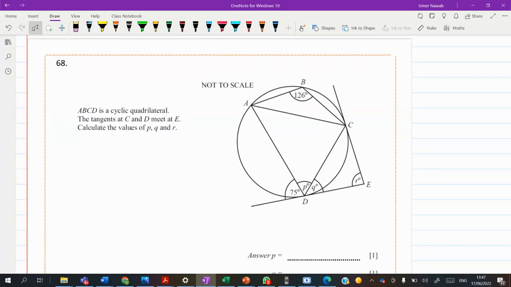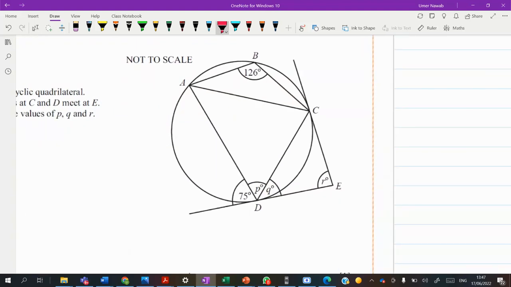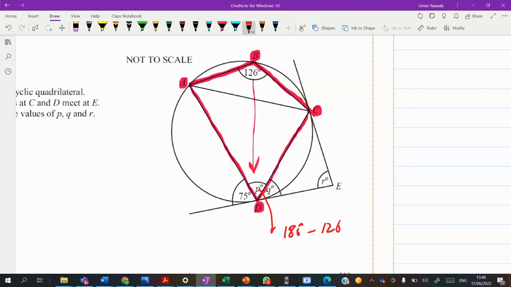Question number 68. We have here a cyclic quadrilateral because all the four corners are on the circumference. Can I take the opposite of 126, which is P? So P will be equal to 180 minus 126. It gives you 54.